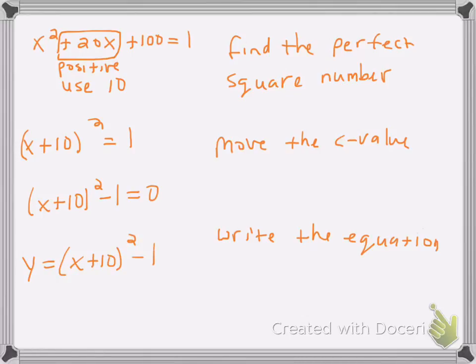So we took something from standard form, wrote it in vertex form. That's what completing the square does for us. Now once we have it in vertex form, we can identify a lot of things. We got our vertex, axis of symmetry, domain, range. We can even find our zeros.